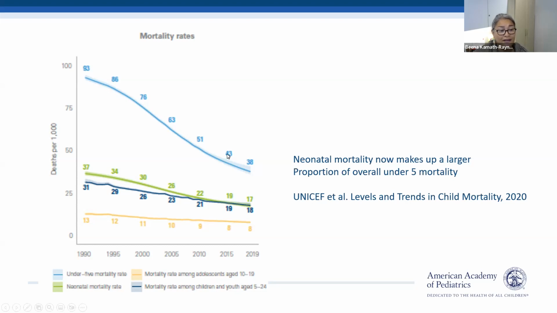And now that overall childhood mortality has declined, neonatal mortality actually makes up about a 50% proportion of overall under 5 child mortality. And so if we really want to make inroads in under 5 child mortality, we really have to spend some time thinking about the role of the newborn and how we improve neonatal mortality.